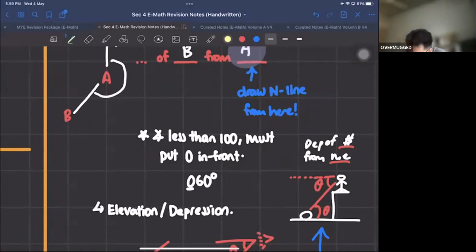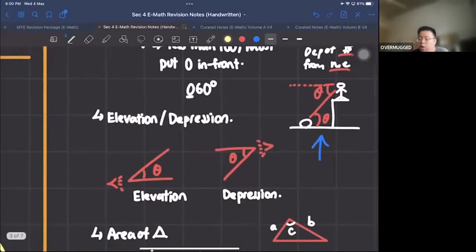Angle of elevation and angle of depression. Now these, you just need to remember what they are. Elevation and depression questions are always phrased in the same way as well. Of something, from something. We always start from the word from, and that is where we draw the eye line. So for the elevation questions, from your eye, you look up. That is the angle that we are interested in. For depression, when we are looking down, that is the angle that we're looking for.